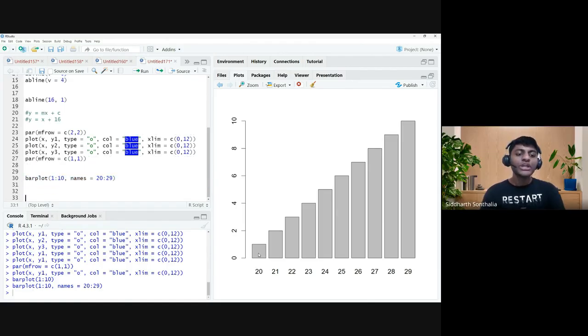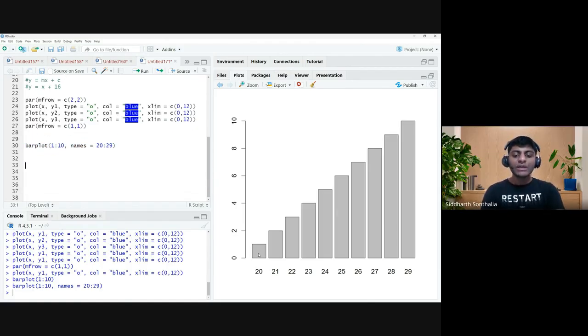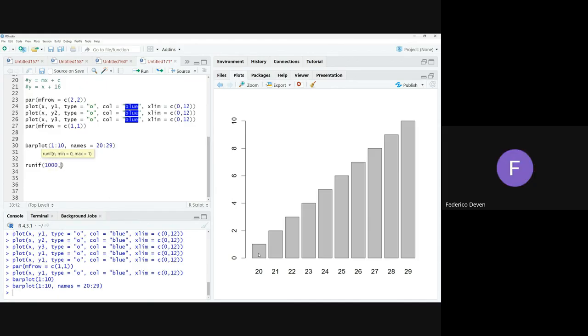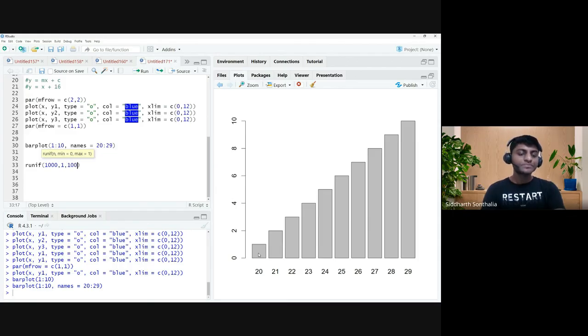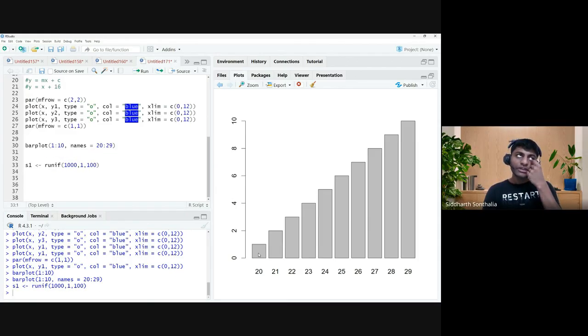Sure. For example, let's say I first simulate 1,000 numbers between 1 and 100. runif is one of the functions you will learn about in the probability distributions videos; it simulates 1,000 random numbers between 1 and 100.